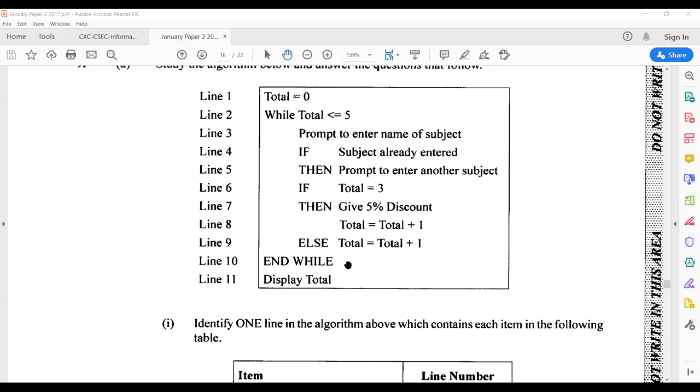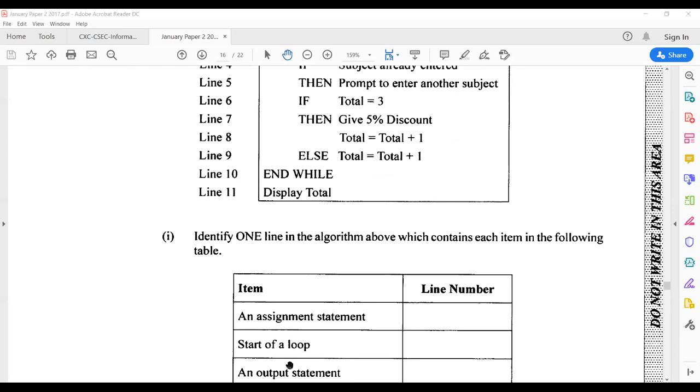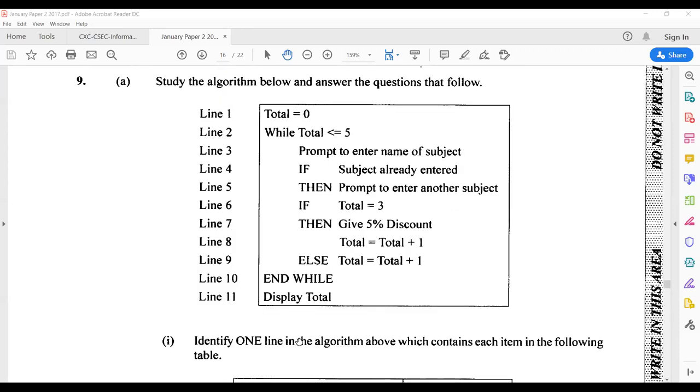So they could say, which of the lines below is the start of a loop? And they could give you line 1, line 2, line 4, line 11, and then you have to choose the right one. So questions like this are not only limited to paper two, but could be part of paper one also. So that's why it's important to practice or have an idea of the paper two question.